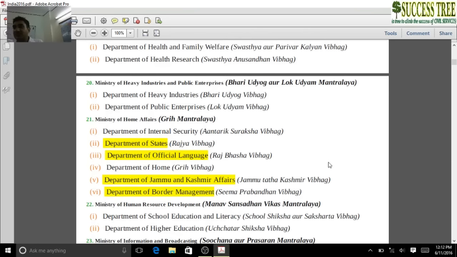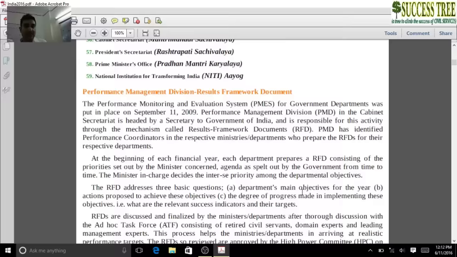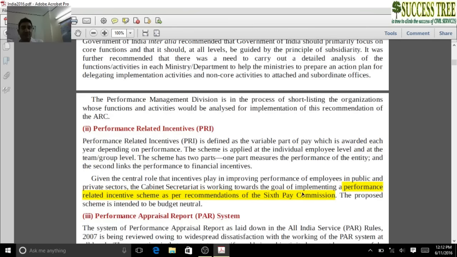Come to the next page, serial number 21, you find the Ministry of Home Affairs. Internal Security, Department of States, Official Language, Jammu and Kashmir Affairs, Border Management, Department of Home, all these are departments under the Ministry of Home Affairs. So just remember these two ministries, that's all.